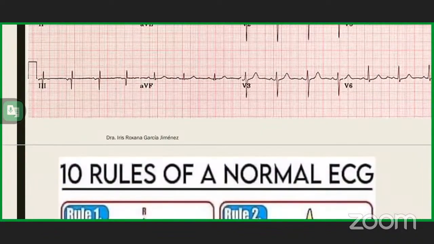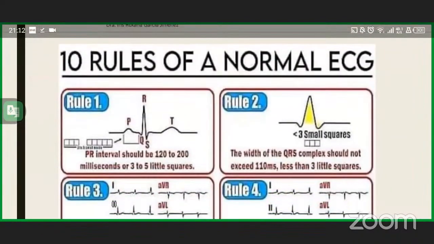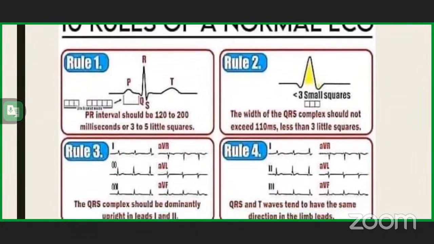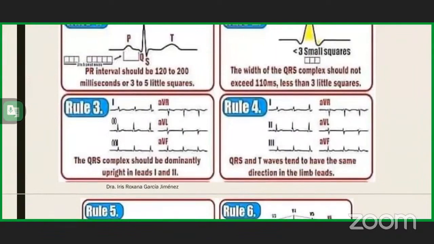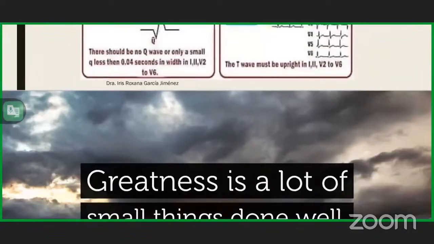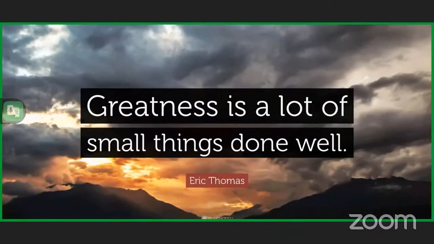We can talk about it tomorrow. And the 10 rules of a normal ECG is just extra information for catching the specific vocabulary while talking about it. So consider this as a class to read properly maybe one of these studies. And don't forget, greatness is a lot of small things done well. It was a presentation with lots of information, with lots of vocabulary, but it's possible to make it. So keep on working. Don't worry about it.